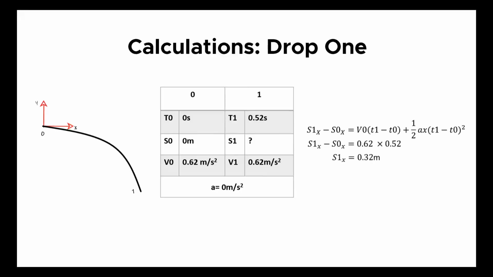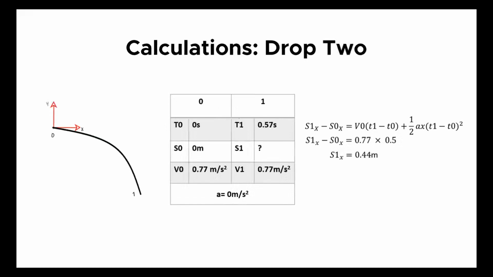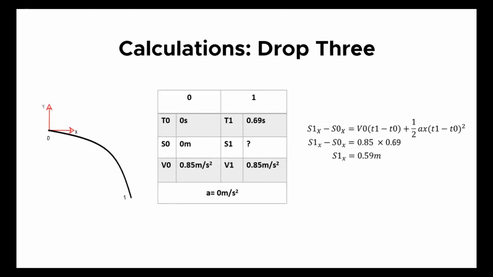For the first drop, we construct a kinematic conditions table with the information that we have from our experiment. We use this with kinematic equations and assuming constant acceleration in order to determine the horizontal displacement from the edge of the table to where the ball should land in the theoretical scenario. We repeat this again for drop 2, and finally for drop 3.